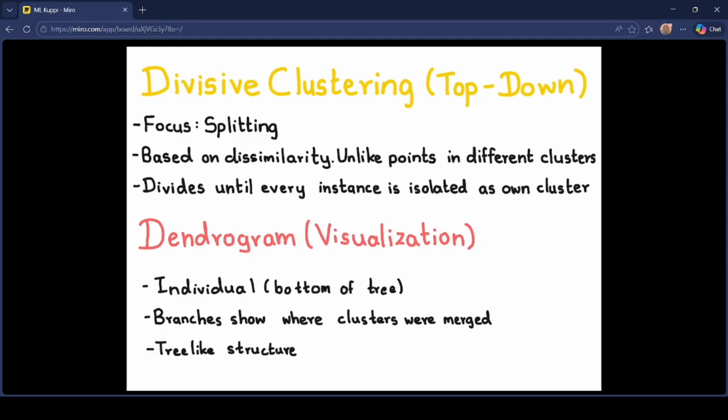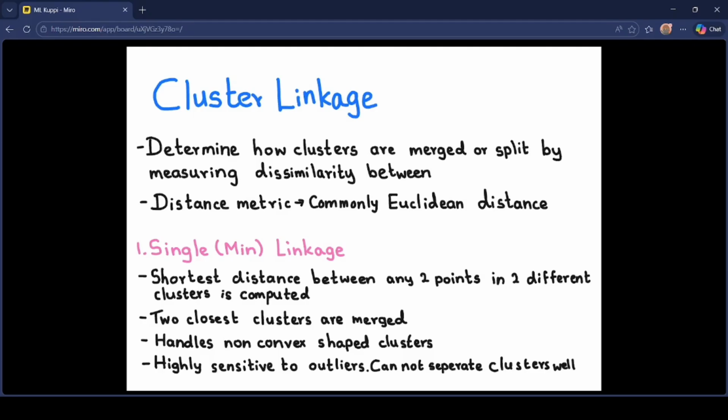So when you visualize hierarchical clustering, it's more like the bottom of a tree. The branches show that the clusters were merged. It's more like a tree-like structure, a dendrogram. Right. And then in hierarchical clustering, we talk about cluster linkage. So this determines how clusters are merged or split by measuring the dissimilarity between them, like how dissimilar two clusters are, how different two clusters are. Here we are going to measure that. So usually the distance metric used is Euclidean distance.